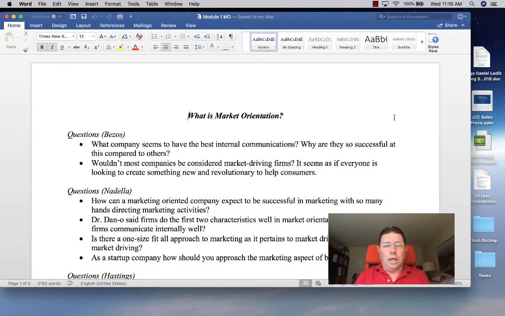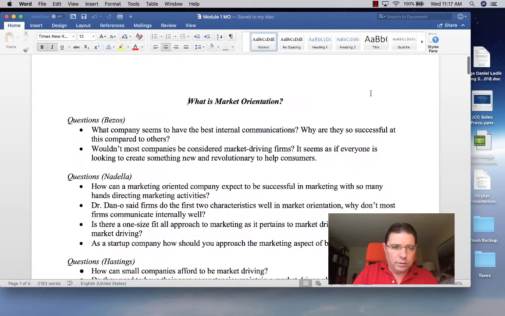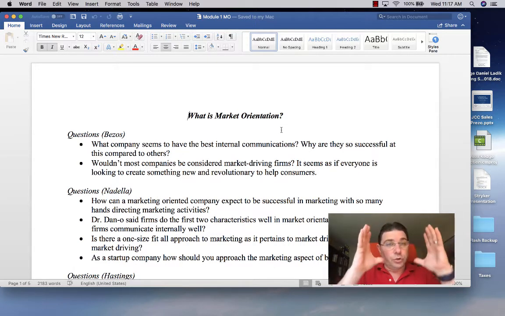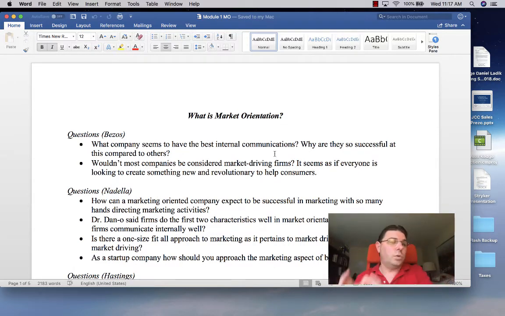What I want to do today is walk through how this class is going to operate. Specifically, in our first module, market orientation, how does this whole thing work? So, you and your team, as you can see, we have teams: Bezos, Nadella's, Reed Hastings. You did your notes as a team and you posted questions as a team. What I'm going to do right now is go article by article through all the questions.